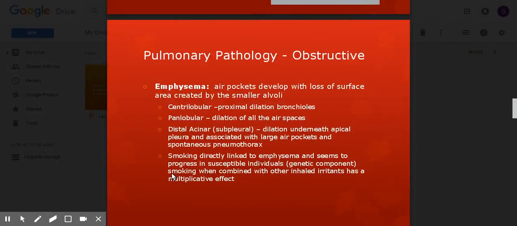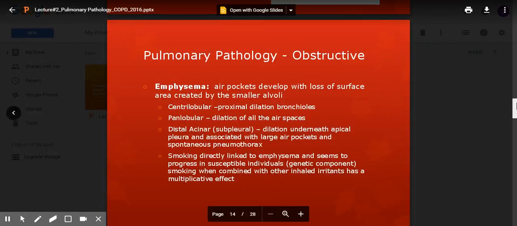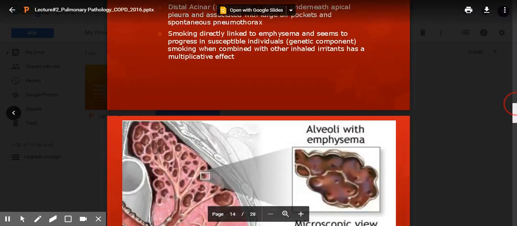What is clear is that smoking, when combined with other inhaled irritants, has a multiplicative effect, meaning that if a person develops emphysema from working near other toxic chemicals, if they smoke, they will have an even greater development, an even worse progression of their emphysema if they have smoking combined with other environmental irritants.